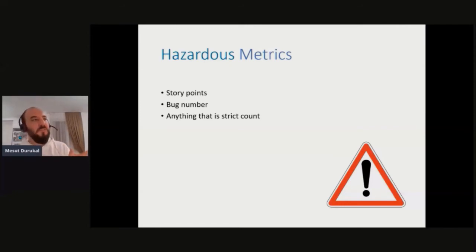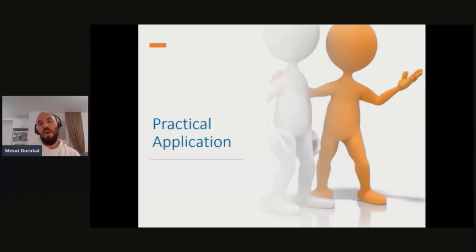For example, if we have a number of teams, and if we are comparing the performance of these different teams by their story points, which they performed within a sprint, or the bug number they found in a sprint, they may be misinterpreting. I mean, it is not the right way to compare the performance of different teams with these metrics. In the last part, let's see how we can automate all these monitoring activities.